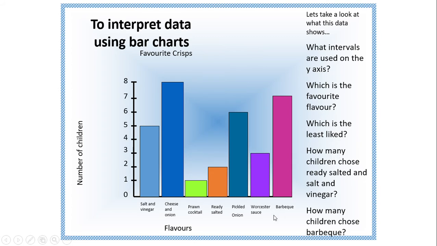How many children chose ready salted and salt and vinegar? To answer that question, we need to look at the amount of children who chose the two flavours and add them together. So 5 children chose salt and vinegar and 2 children chose ready salted. So the total is 7. 5 and 2, which make 7.